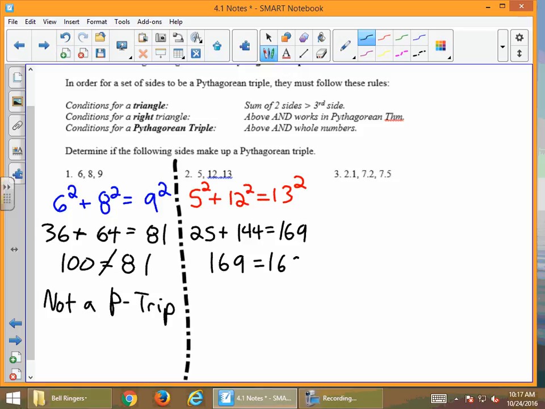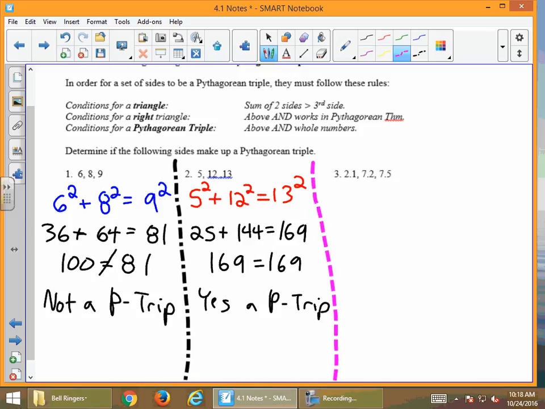Does 169 equal 169? So are both sides balanced? Are they equal? Yes. So this is a P-trip. A P-trip. Pythagorean triple. Why is that important? Because if you're given a problem and you know it's a right triangle, and you know two sides are 12 and 13, no work needed, you know the last side's 5. Or if I know one side's 5, one side's 12, then I know the third side's 13. Or vice versa, if I'm 5 and 13, the other side's 12. It's just a way of knowing what it is without doing any work, because it's always going to be a Pythagorean triple. So it's just a time saver.